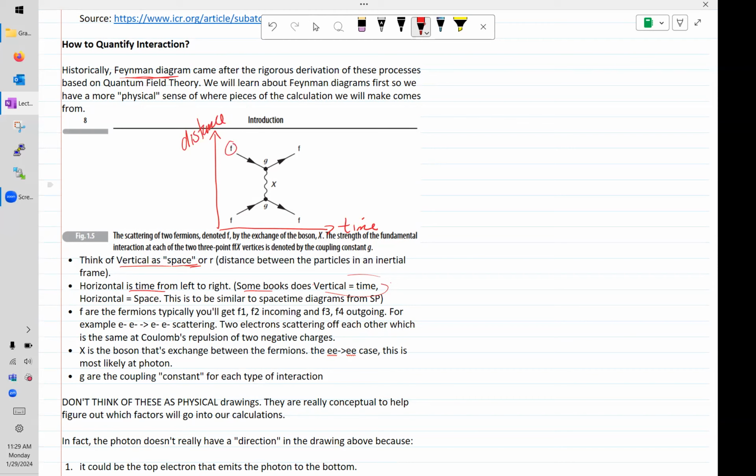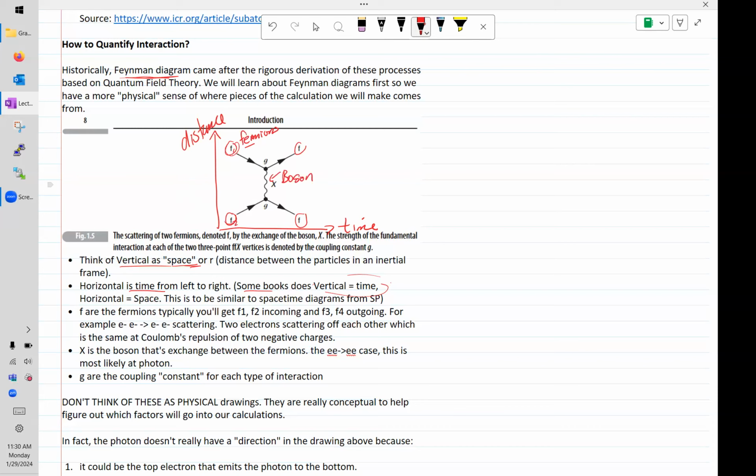So these Fs here stand for the fermions. What's happening here is that a fermion is coming in, and another fermion is coming in. Let's call them F1 and F2. They're scattering off each other by exchanging some sort of boson. So these are the fermions, and these are the bosons. I'm going to write these out so you guys have them. And this is how all interactions happen, which is sort of neat.